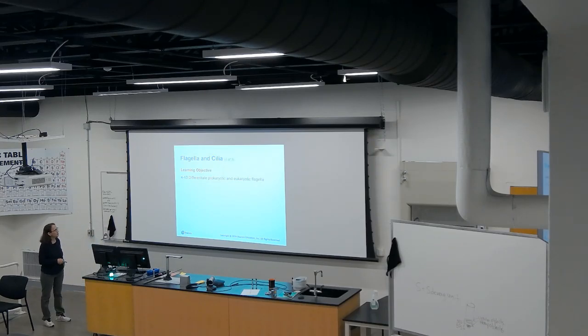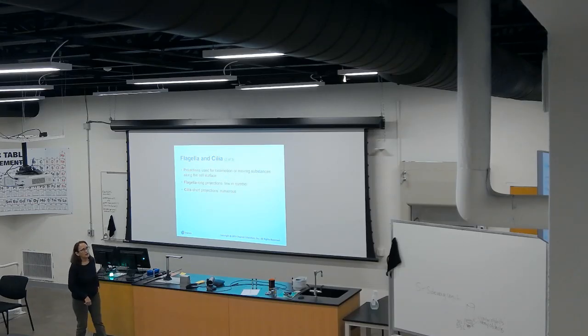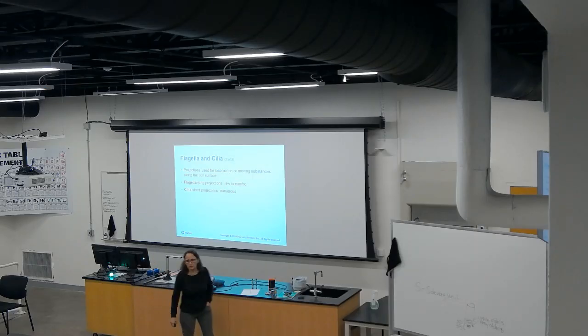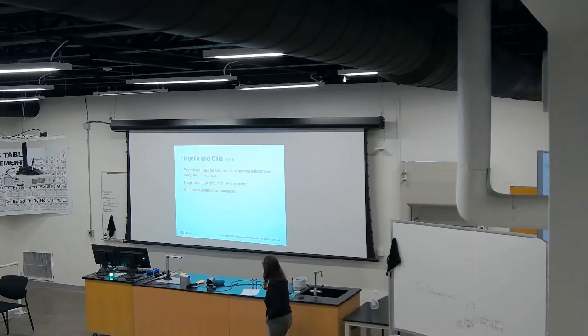So now let's look at the differences between prokaryotes and eukaryotes. Bacteria can have flagella just as animal cells, so these are similarities. And they are few in number, while cilia are short projections and they're numerous.